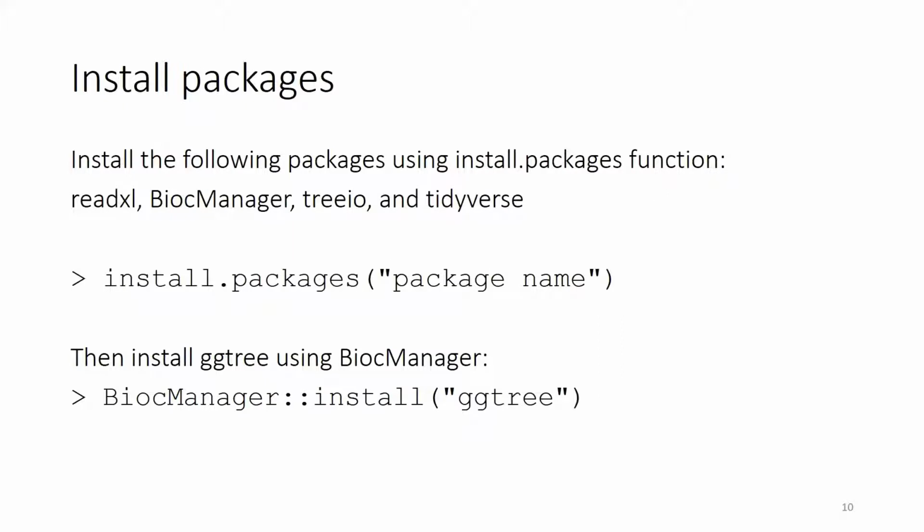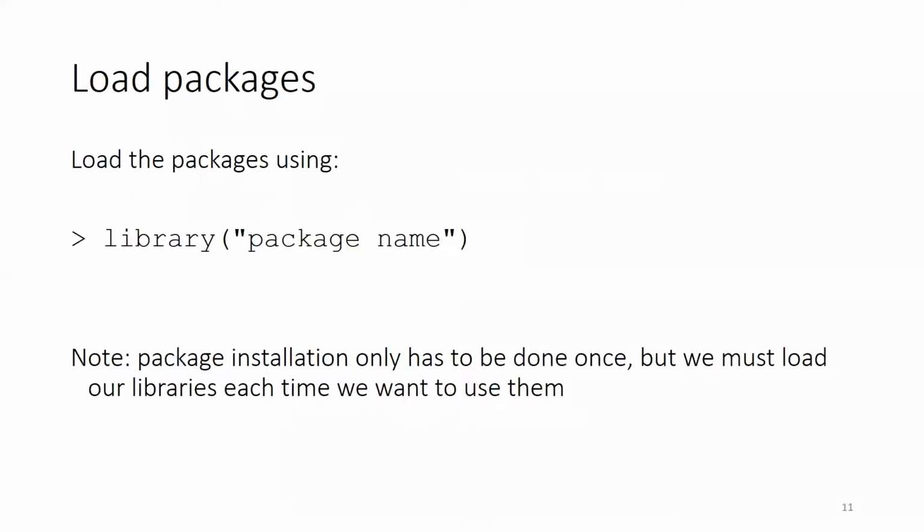There are a few different methods for installing packages that are listed in the R script as part of the workshop materials. I used install.packages with the package name in quotes for the packages listed in the previous slide. For ggtree, we will need to use BiocManager to install, as listed there. To load in the packages, we use library with the package name in quotes. And just a note that package installation usually only has to be done the one time, and then each time you want to use a new library, you'll have to load it in.